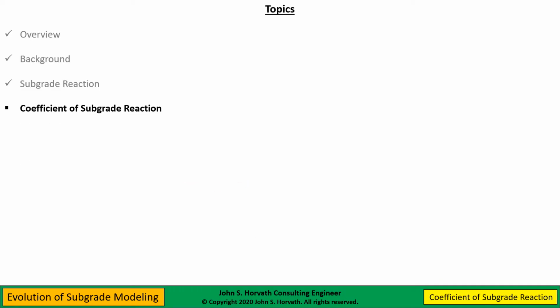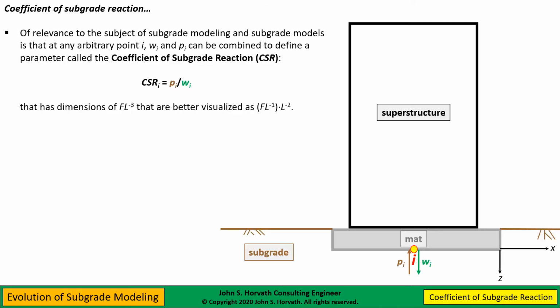I next want to talk about a parameter that I will call the coefficient of subgrade reaction. And again, we're still talking about this ideal analysis. Of relevance is that if you look to some arbitrary point i along the foundation level, this interface between the mat and the subgrade, you would obviously have a settlement at that point, W sub i, and you would have a subgrade reaction, P sub i.